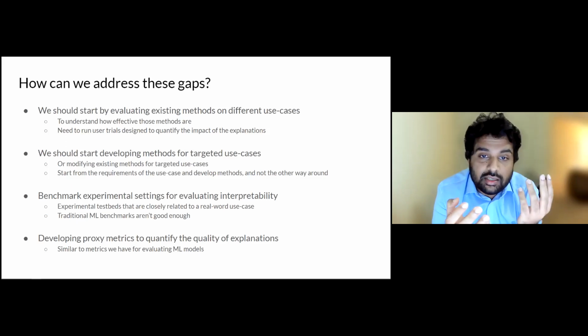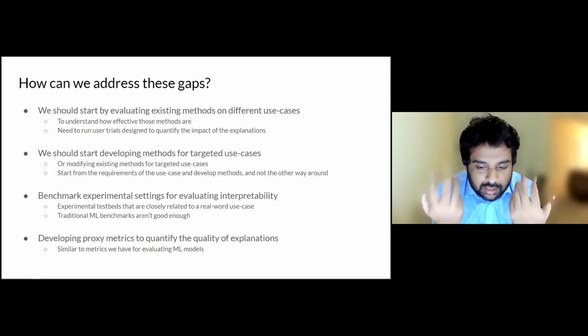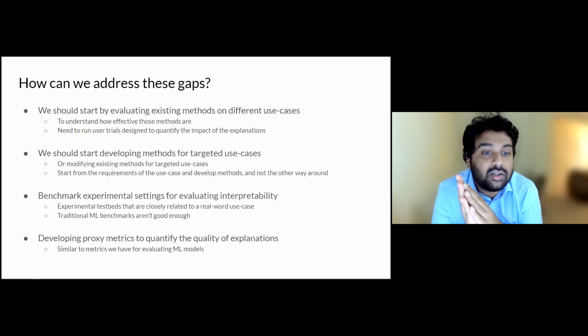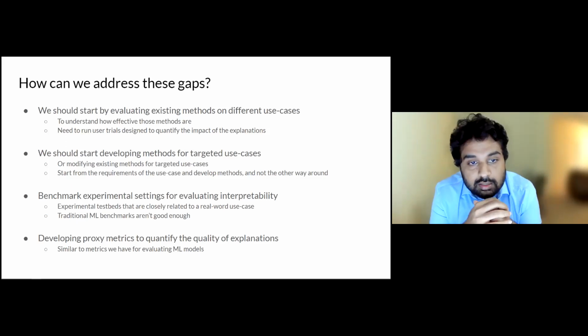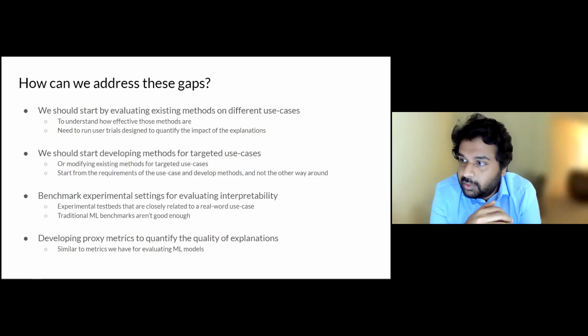And as I mentioned, the ideal case is running real data, real problems, real users, but that's a very costly process because you can't really do experimentation on real life systems that much. Sometimes it's not ethical to do, and sometimes it's just not feasible to do. So we need to have better experimental settings for evaluating interpretability.